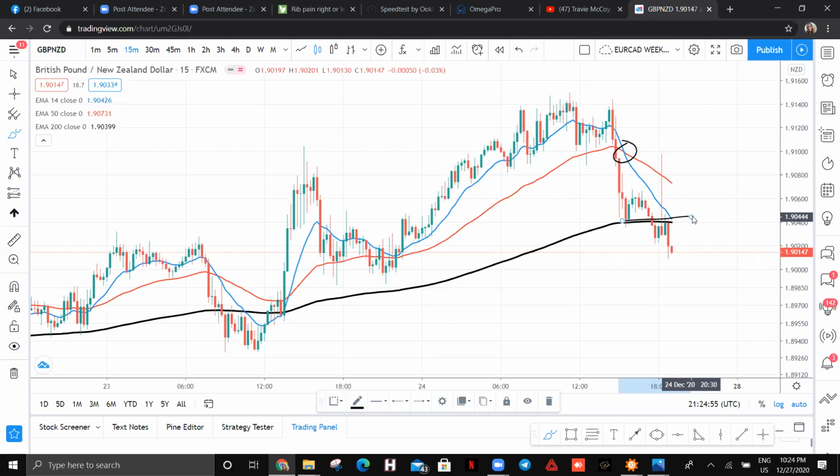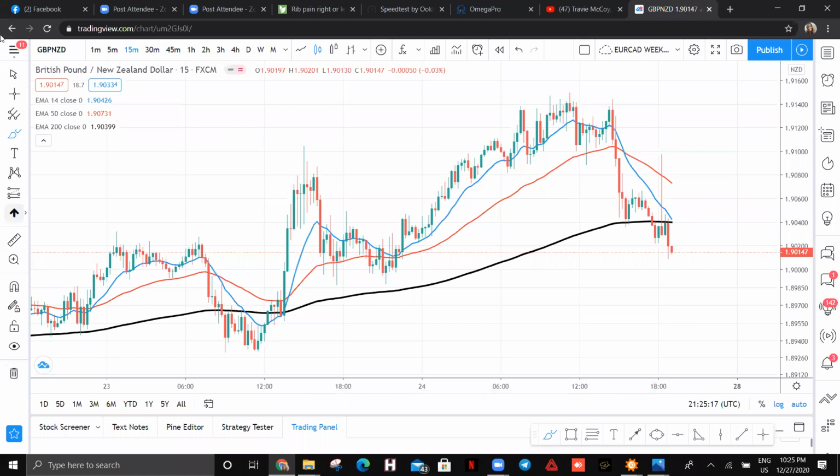But before you go live with this thing, practice it on your demo. No matter how professional you are, any strategy that's given to you, always practice on your demo before you practice on your live account. But wait to see this crossing to happen. We already have an idea what we're looking for.